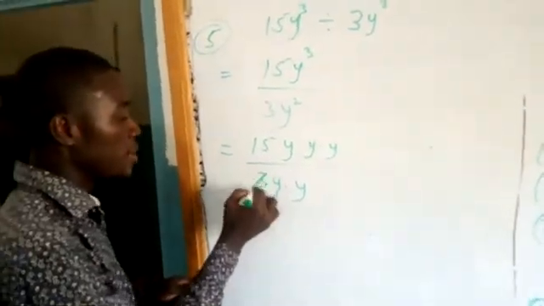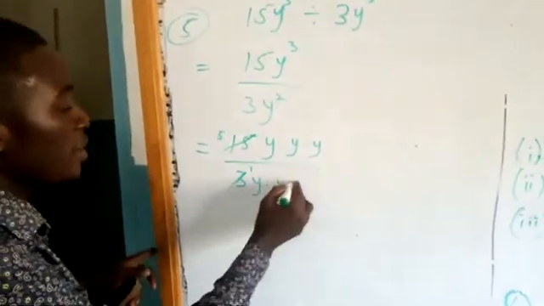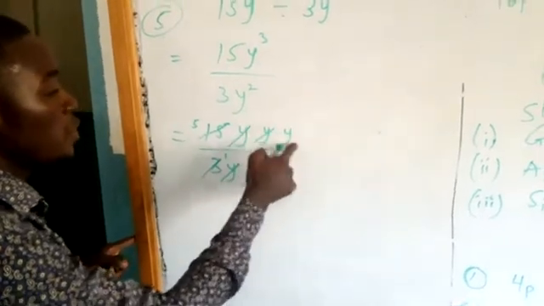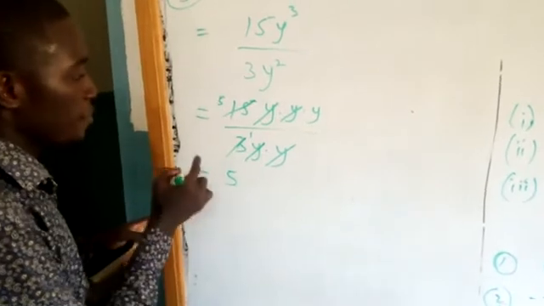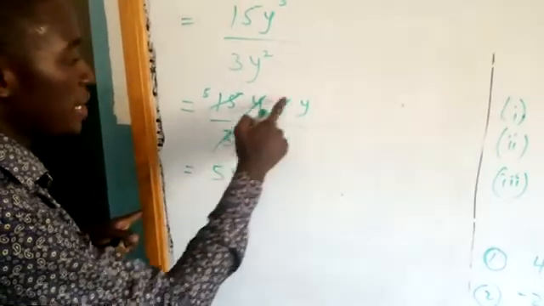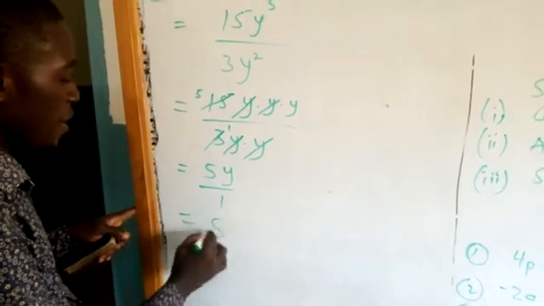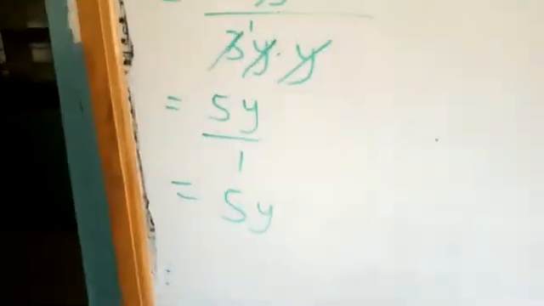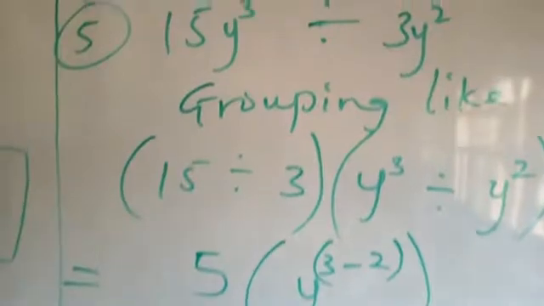3 can divide itself 1, can divide 15 5 times. This y will go away with this y. This y will go away with this y, leaving only one y over there. So on top here we have 5 and we have y. These ones have been cancelled out. Over 1. This gives us 5y. And a number over 1 is the same number. So you see, we have actually gotten the same answers we had when we used the first approach.